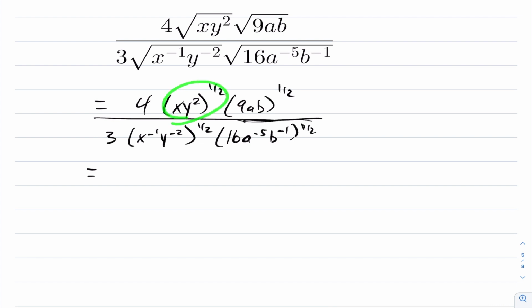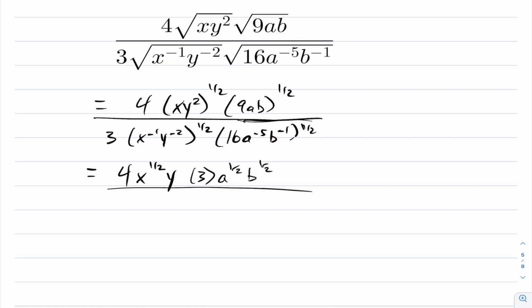So now it's just a matter of tackling each of these individually and expanding out that exponential. So this is going to be 4 x to the half y. Right, again, we're multiplying here, so x to the half, so that exponent on the x is a 1, gives you x to the half, and then y squared times a half, so 2 times a half is 1. Again, this half will now be distributed to the 9, giving us 3. This will be a to the half times b to the half.